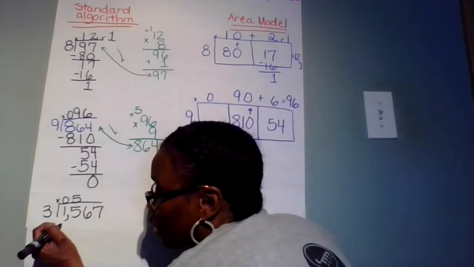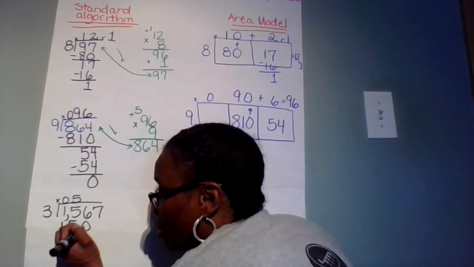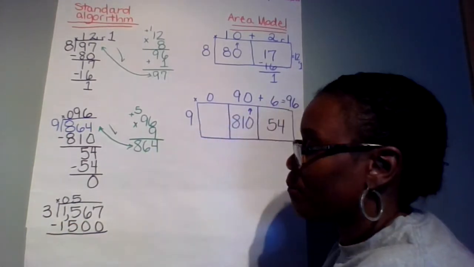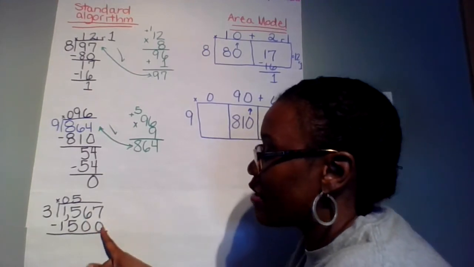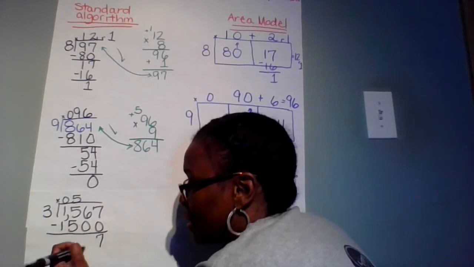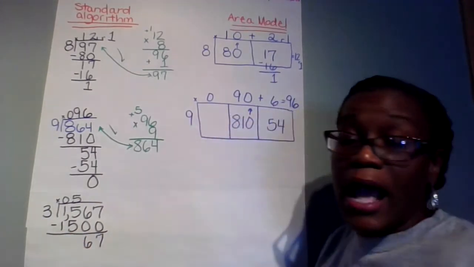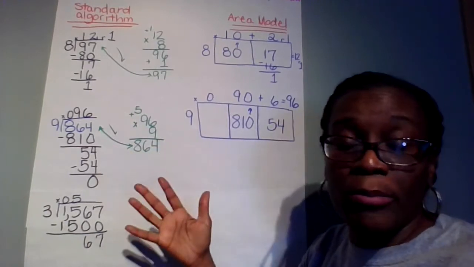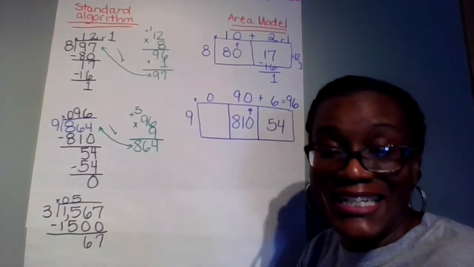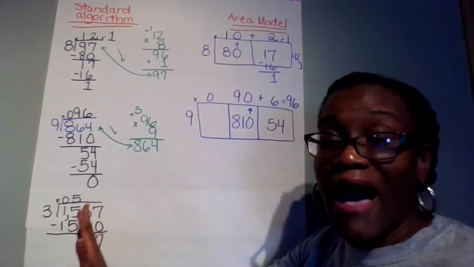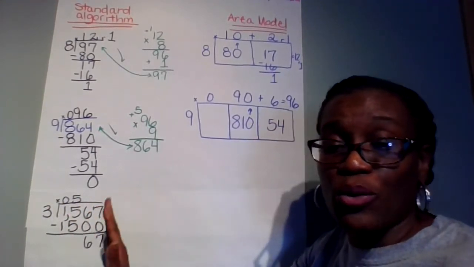So we're going to bring down 15 and put our 2 zeros to hold our place and subtract. So now 7 minus 0 is 7, and 6 minus 0 is 6. Now, here's a little reminder that when you are working with numbers, you really need to be neat, because you need to make sure you are dividing and subtracting correctly.